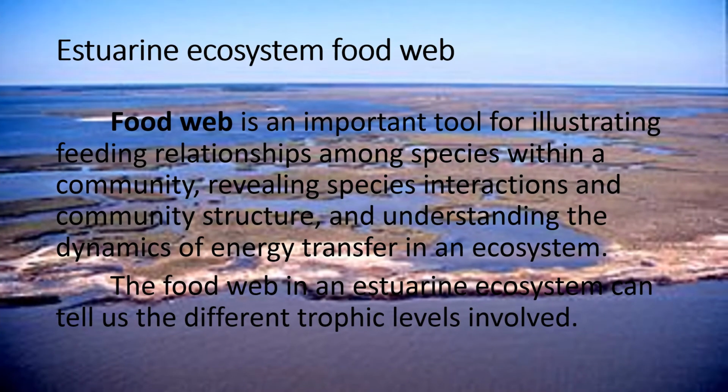To have a better understanding of the interactions between different species in a community or in an ecosystem, we need to look at the food web. The food web is an important tool for illustrating feeding relationships among species within a community, revealing species interactions and community structure, and understanding the dynamics of energy transfer in an ecosystem. The food web in an estuarine ecosystem can tell us the different trophic levels involved.